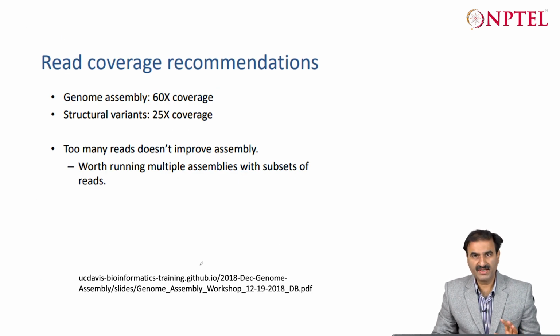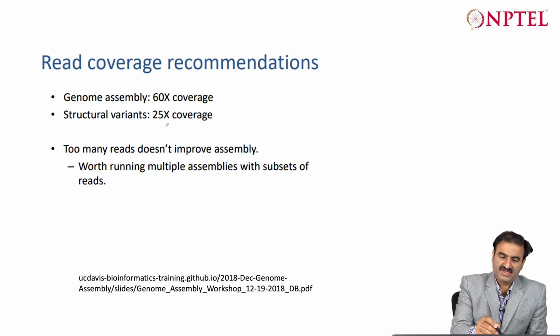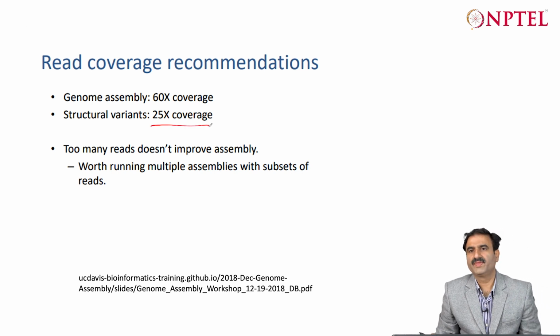So the read coverage recommendation for the 10x Chromium instrument is that it will need about 60x coverage at the max, from 35 to 60x coverage, but 55 to 56x coverage works best. It also depends upon the genome size, and for detecting structural variations about 25x coverage. Okay, and it is not that if you increase the number of reads, like you do in the case of short reads or long reads, it is going to enhance the assembly quality.